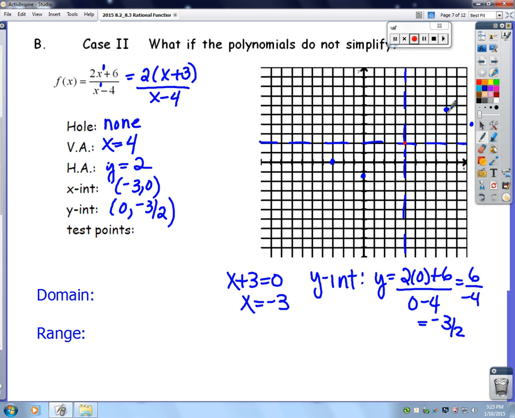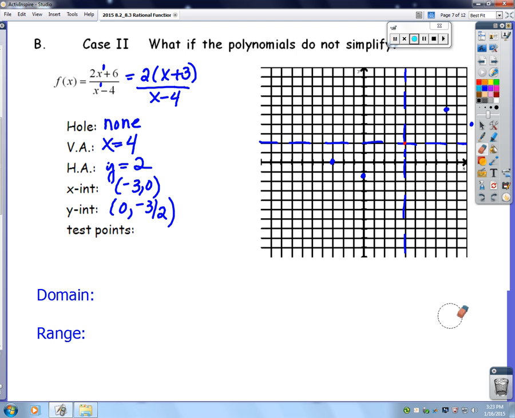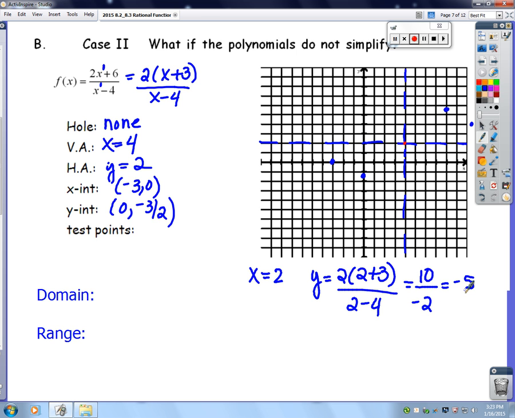So now I'm going to have to, unfortunately, just plug and chug into the original equation, or the simplified equation, and find me another point. So I get to pick my x. Let's pick an easy x. Let's pick 2, because it splits that distance between there. Let's pick x equals 2. Let's find my corresponding y. All right, so 2 times 2 plus 3 over 2 minus 4. All right, so 5 times 2 is 10 over negative 2, so negative 5. That's another point. So 2, negative 5 is going to be another point on my graph.